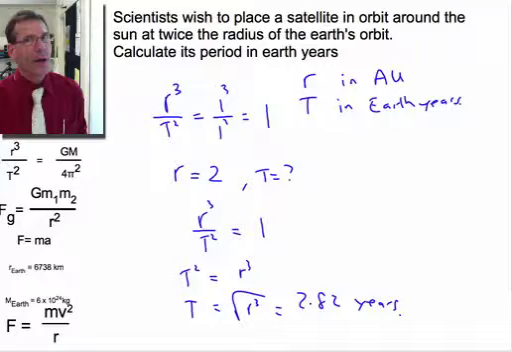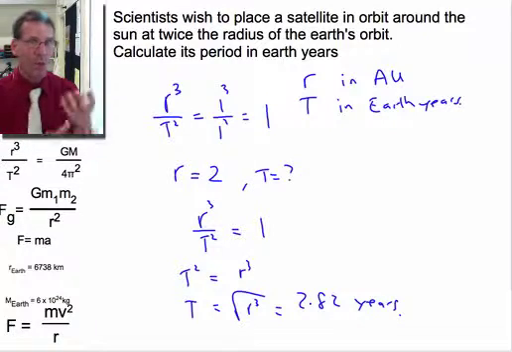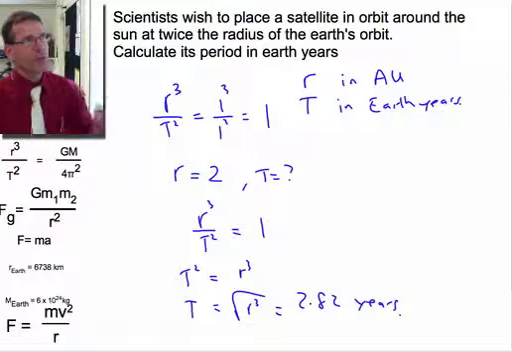That's a really simple way to do these kind of questions, where you know what one satellite is and you're trying to compare it to another one. Usually the questions are giving you Earth as your reference and the Sun as the central body.